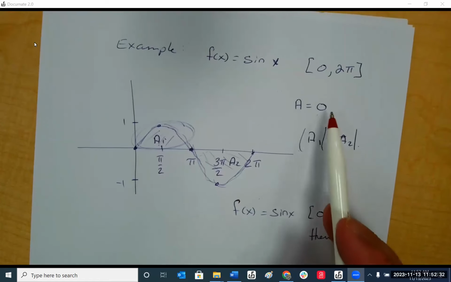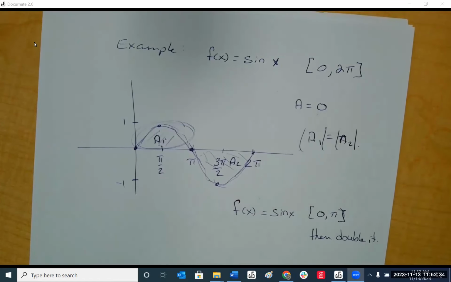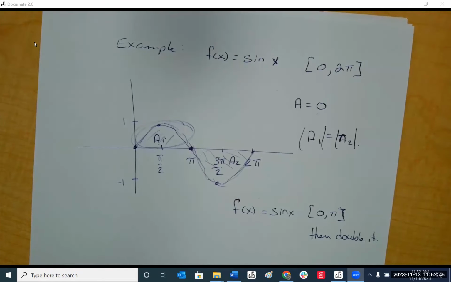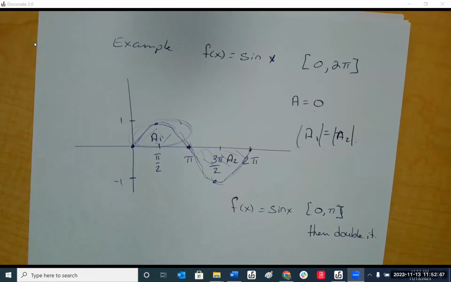So if your area ever goes to 0, it's because part of it is positive and part of it is negative. You guys know what I'm saying? That's why I don't like these first two sections. But we have to go through them.